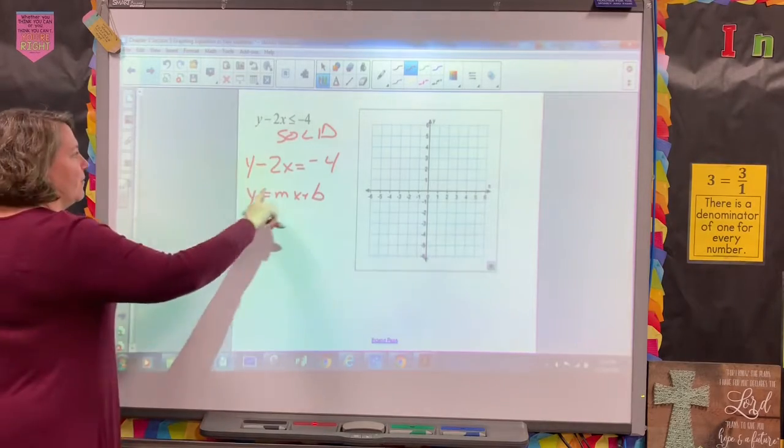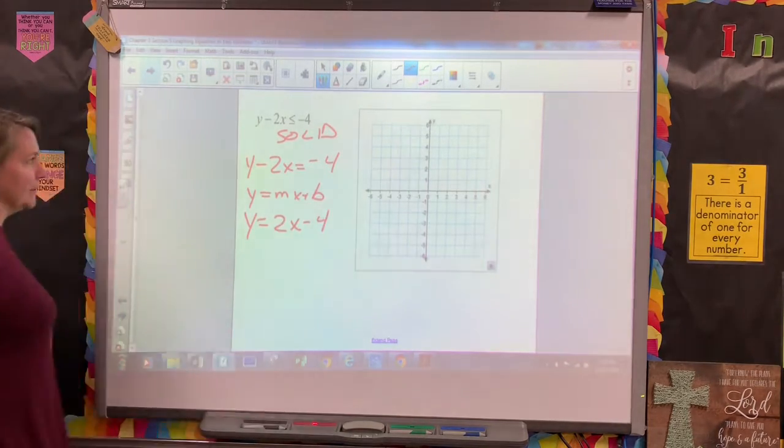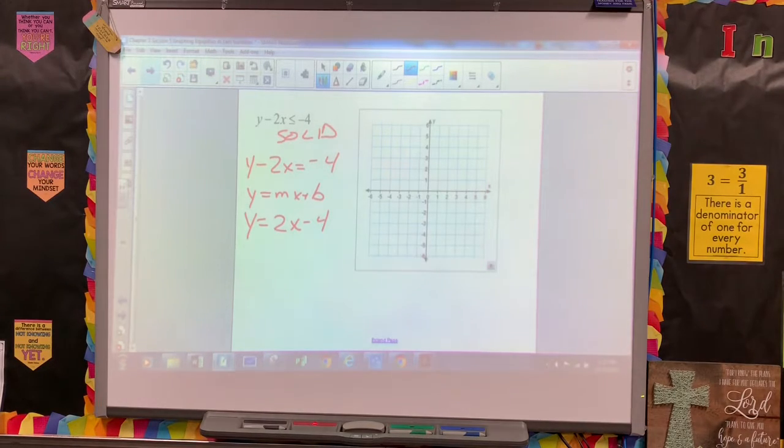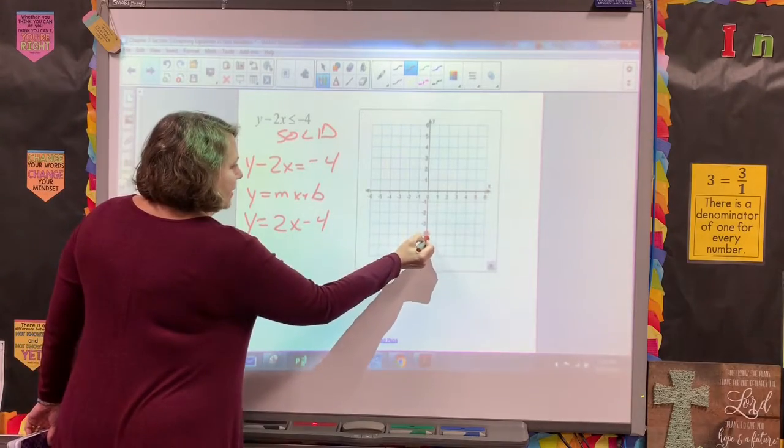So I need to solve for y. Y equals 2x minus 4. I added 2x to both sides. Now I'm ready for my y-intercept. What is my y-intercept? -4. Okay, so I put a dot down here at -4.